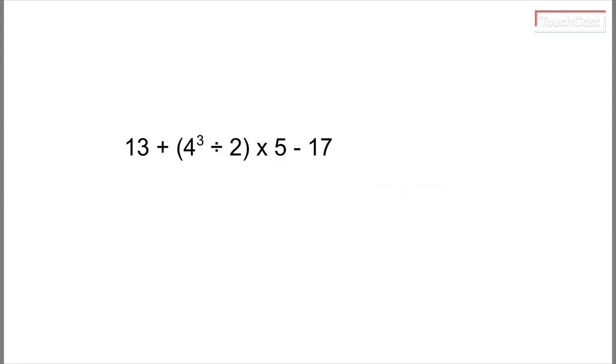Here's an example problem that I would like you to solve and bring with you to class tomorrow, as well as any questions that you may have.